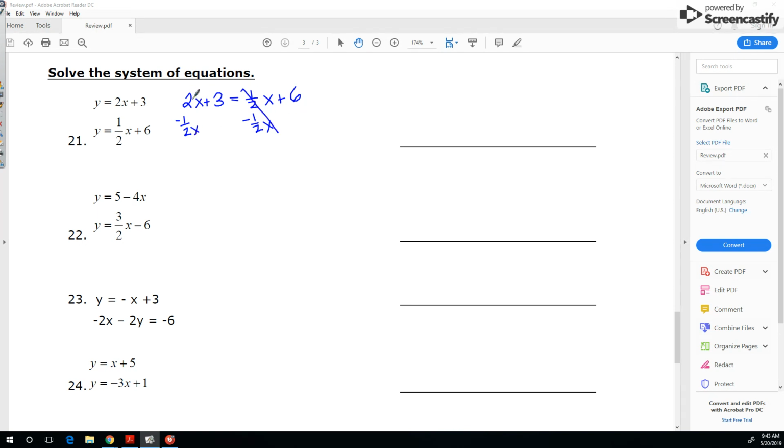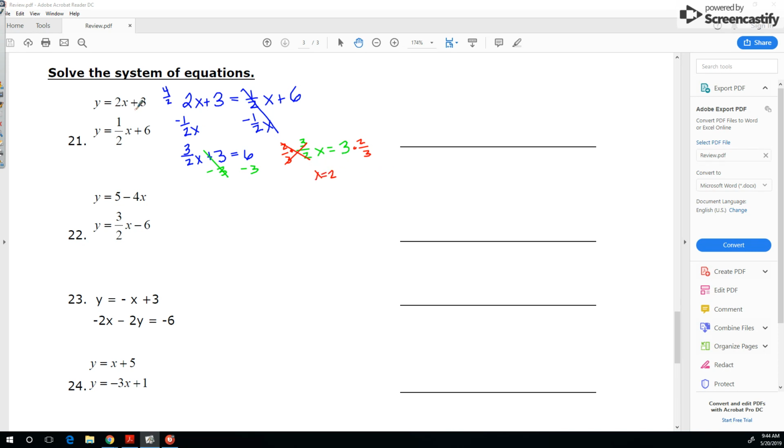If we get a common denominator, 2 becomes 4/2, and 4 minus 1 is 3. You could write 1.5 if you wanted to. We're going to subtract 3 from both sides. We get 3/2 x is equal to 3. Again, using inverse operations, to cancel out a 3/2, I'm going to use a 2/3. And 3 times 2 is 6. 6 divided by 3 is 2.